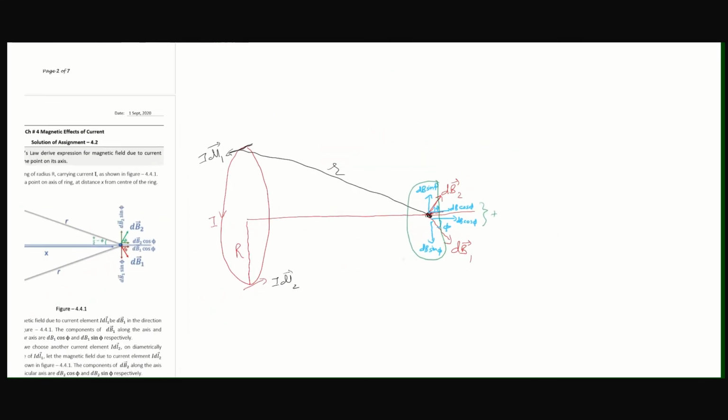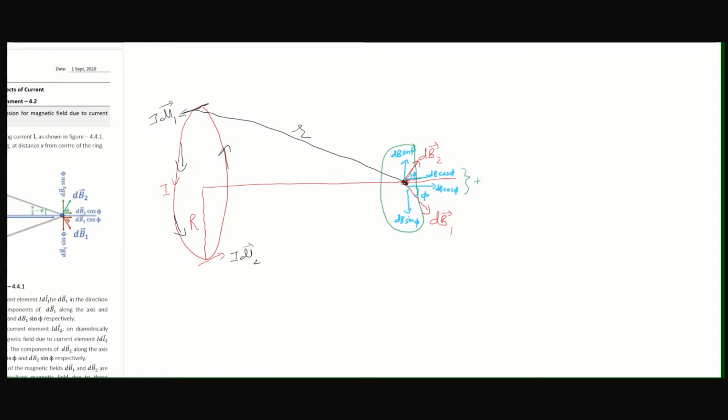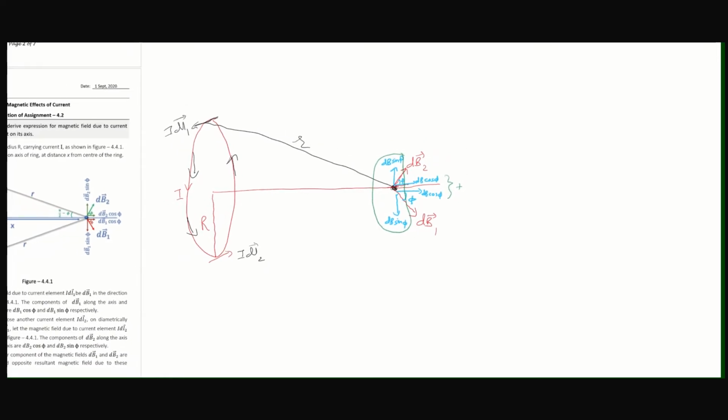And similarly, you consider any current element. Suppose if you consider some current element here, you can always find an opposite current element whose dB sin phi will be cancelled out. If you consider some current element here, you can always have another diametrically opposite current element whose dB sin phi will be cancelled out. So ultimately, you will be left with only the cos component.